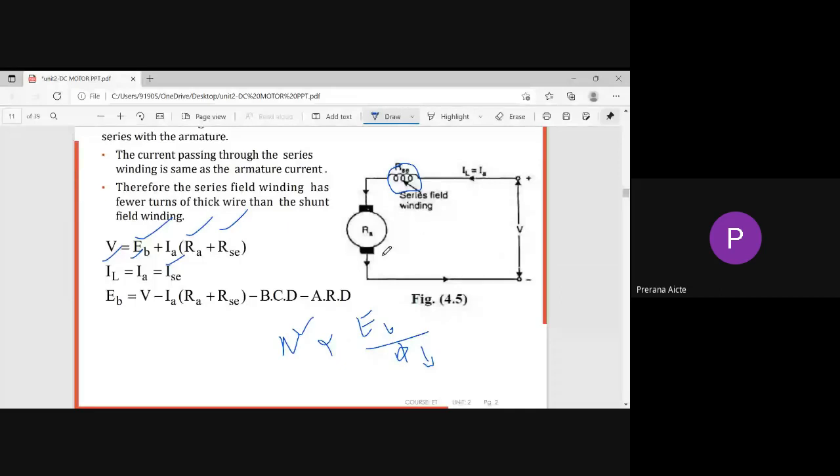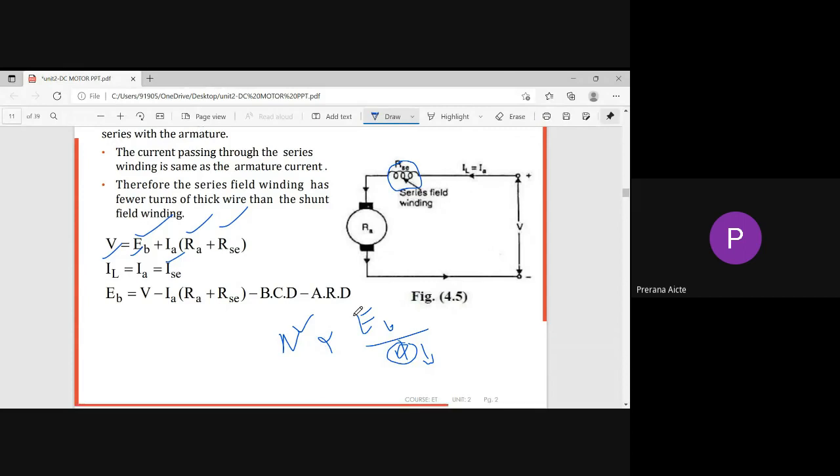When some load is placed, because of that load some amount of current is drawn from the supply mains. Then the series field flux, which is proportional to the supply current, will be nearer to the rated flux. Then automatically we can operate the motor under loaded condition.